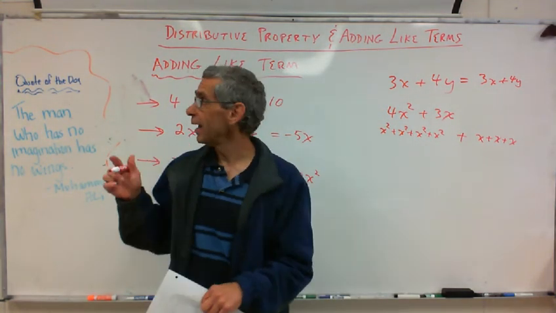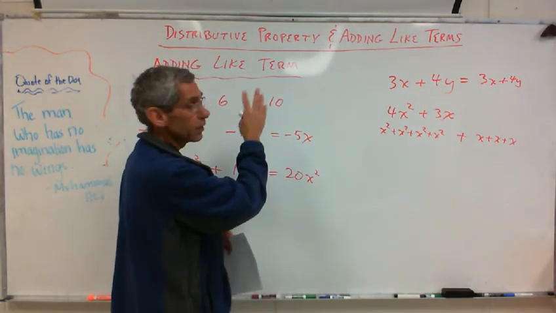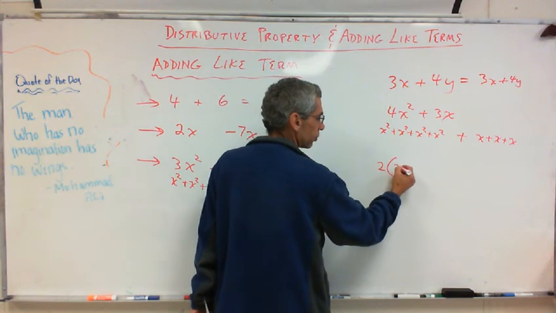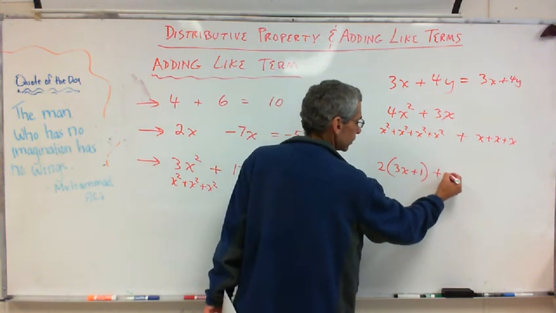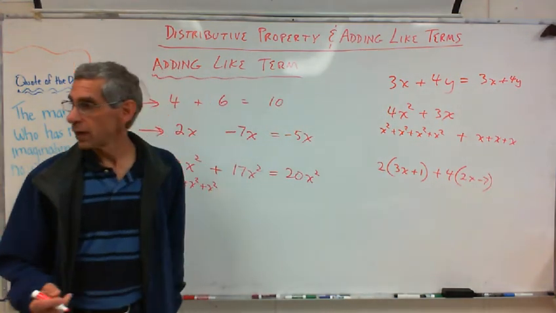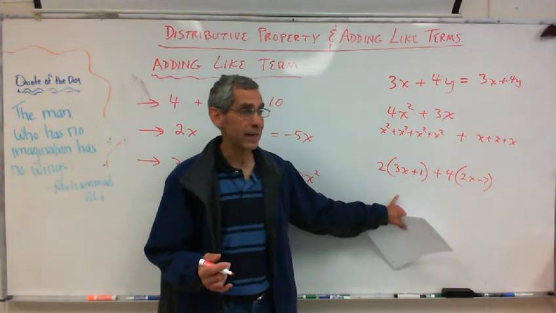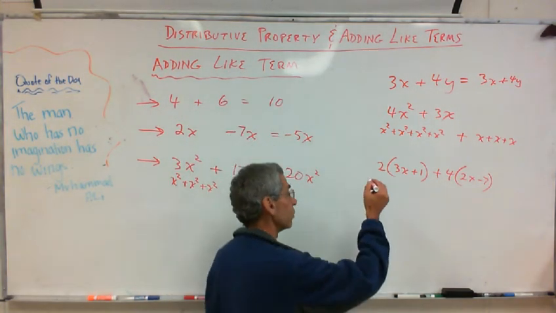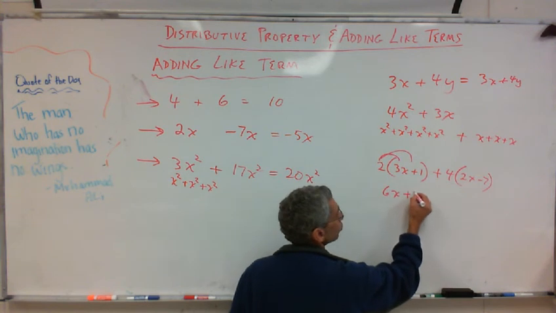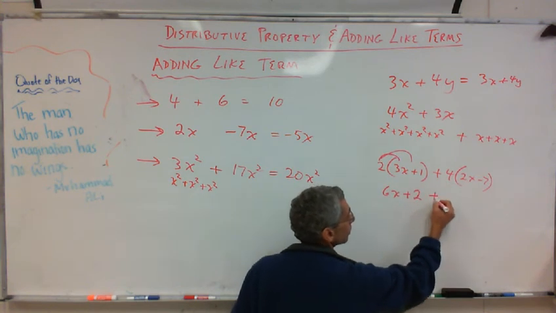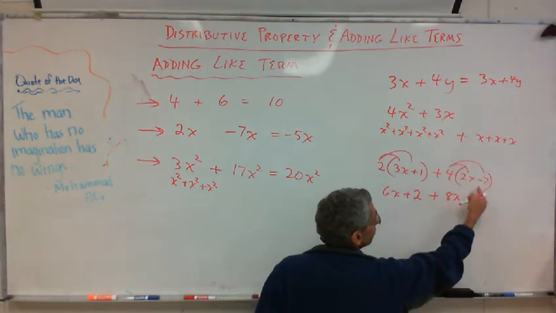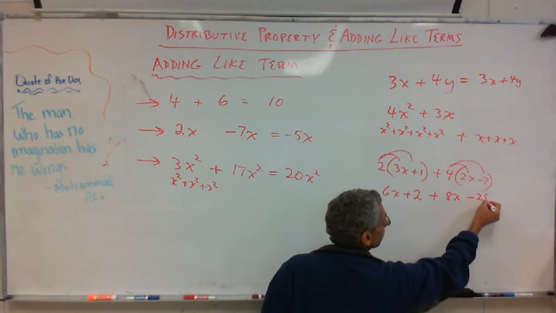Now, on the homework, I combined distributive property and adding like terms like this. I might have said 2 parentheses 3x plus 1 plus 4 parentheses 2x minus 7. Now, I can't combine anything until I use distributive property. But when I do, look what happens. So that's going to be 6x plus 2, and then plus 4 times 2x. That's 8x. And 4 times negative 7 is negative 28.